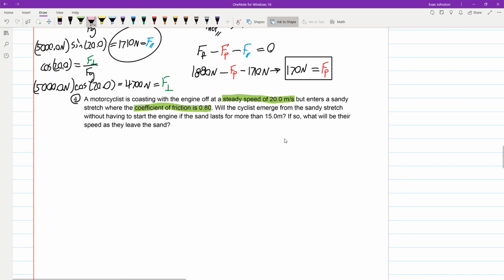And we want to find out, will they emerge from the sandy stretch without having to start the engine if the sand lasts more than 15 meters? And then if they do emerge, what will be their speed when they leave the sand?